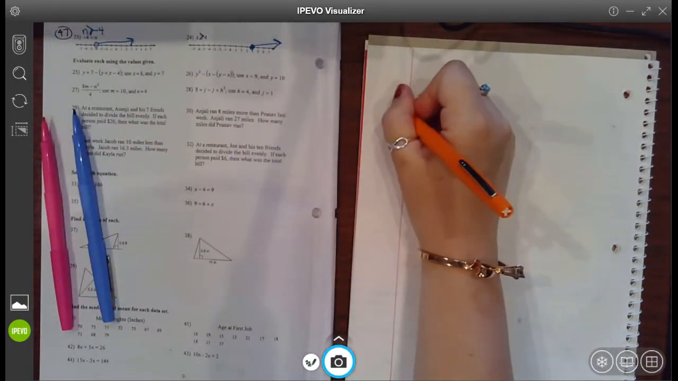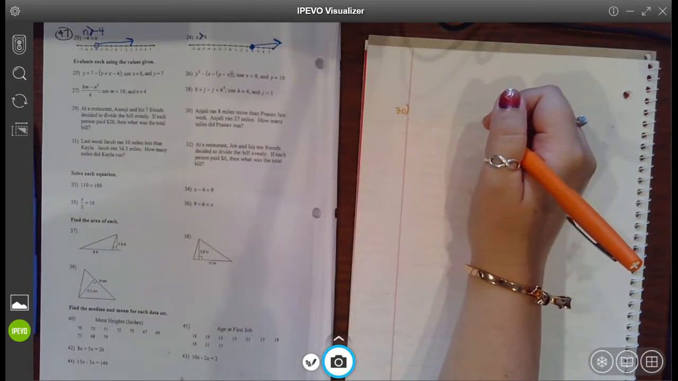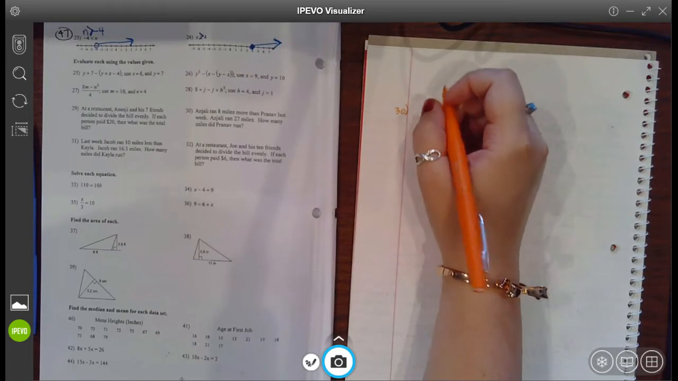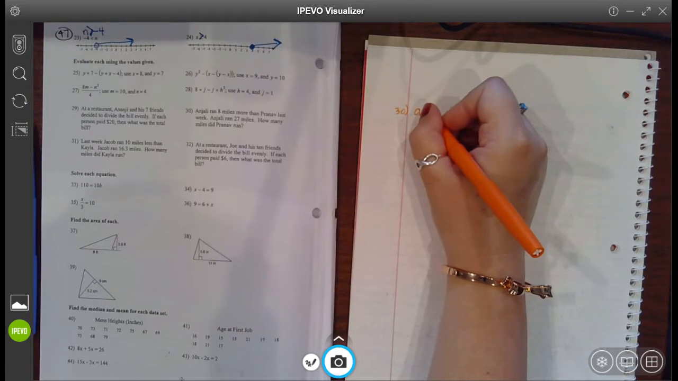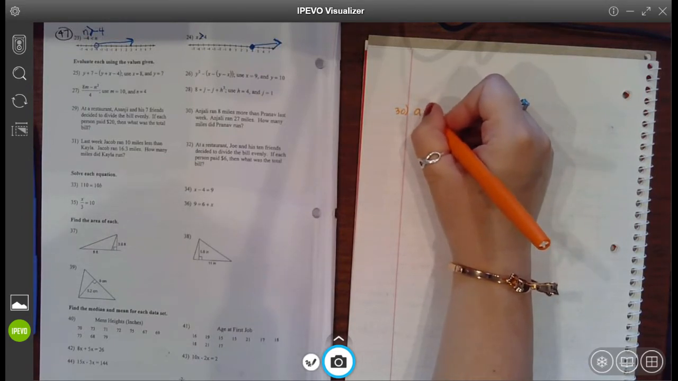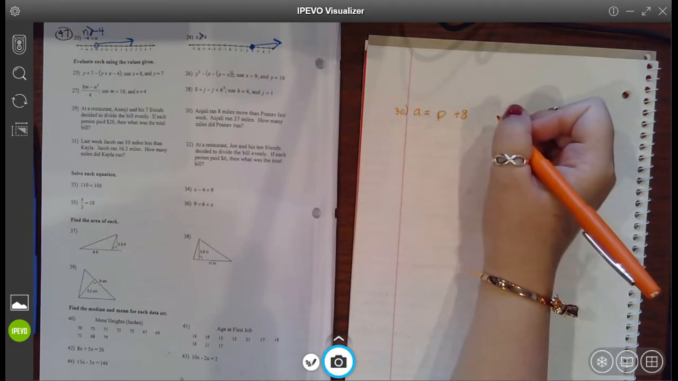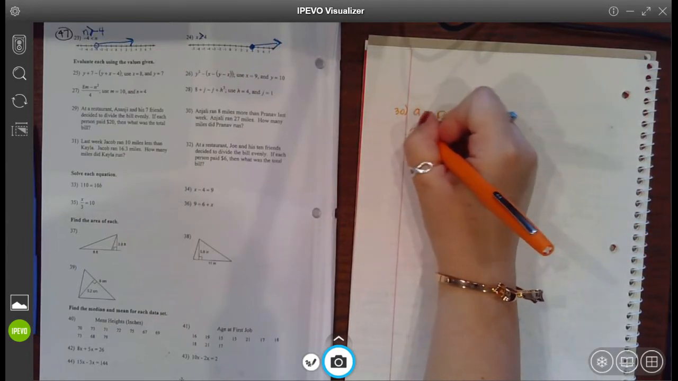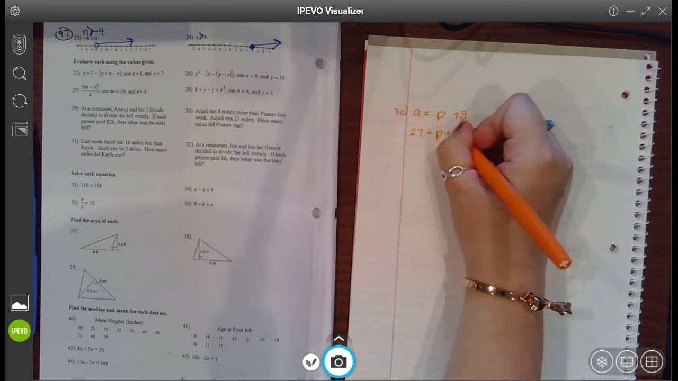Okay, 30 says Analia ran 8 miles more than Pranav last week. Anali ran 27 miles. How many miles did Pranav run? Okay, so I'm going to need to write this out a little bit first. Anali equals 8 more than what? Pranav. Okay, so here we go. Now they told me that Anali ran 27. We don't know how much Pranav ran. Okay, there you go. There's my equation.